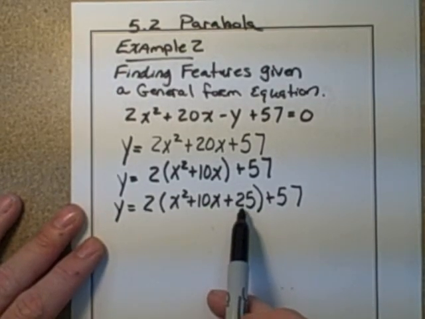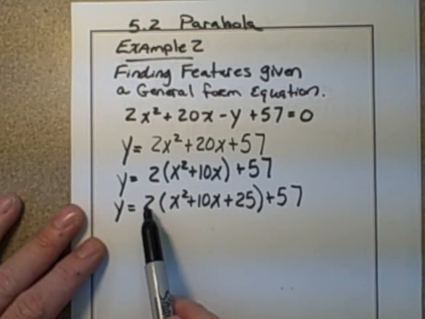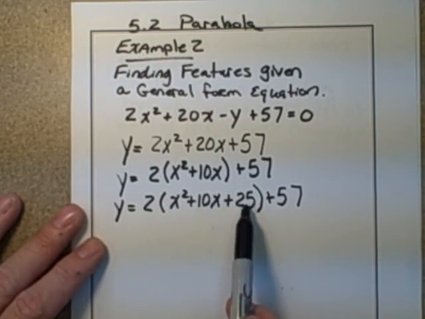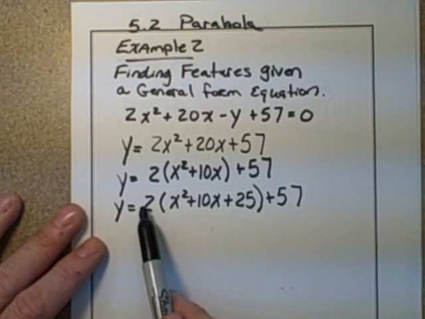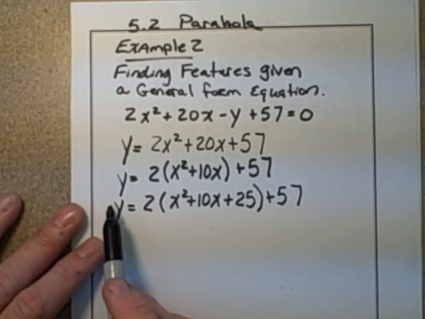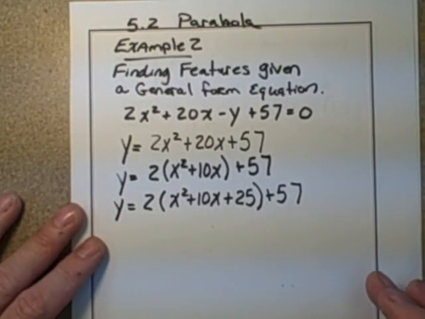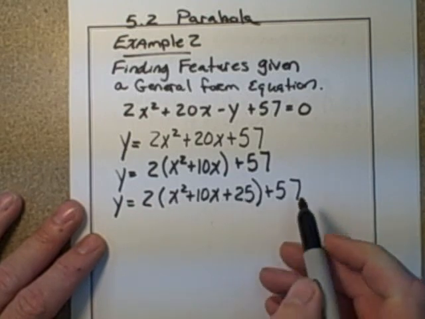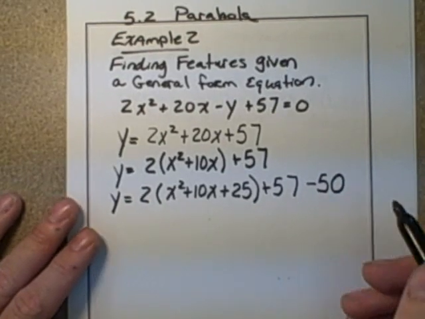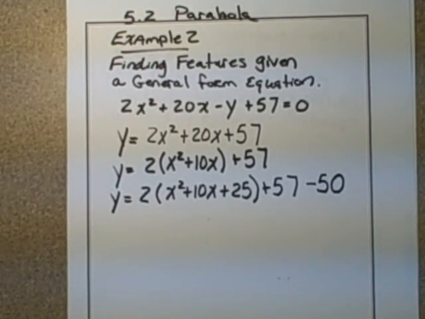2 times 25. And be careful, I'm going to warn you, when this is negative, you'll have to remember that you're actually adding a negative. If this was a negative 2, this would have been a negative 50 that you would have added. But in this case, we're adding 50. So if we add 50 inside here, because we're working on the same right side of the equation, we added 50 there, so we must subtract 50 here to keep the equation equal.